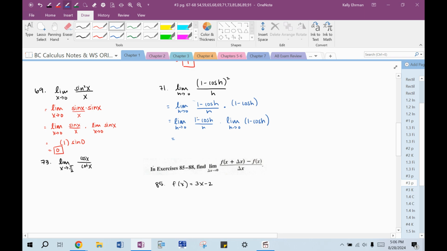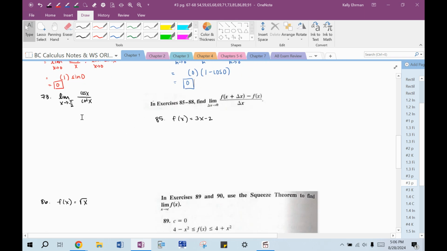So this first limit is 0. The second limit doesn't really matter because I'm going to multiply it by 0, but it's 1 minus the cosine of 0. Cosine of 0 is 1. So 0 times 0 is 0.